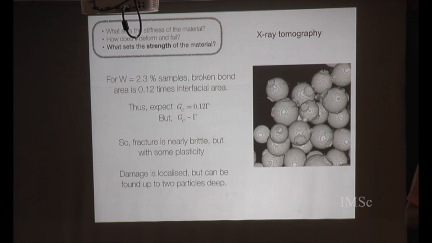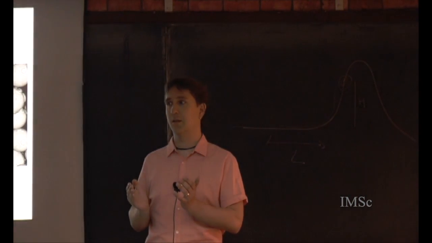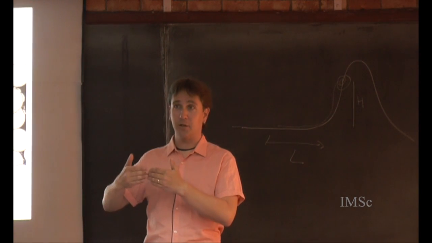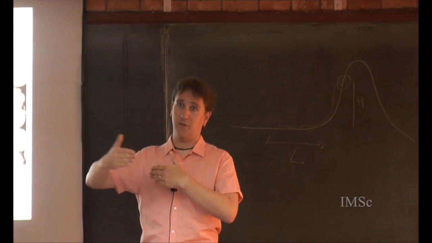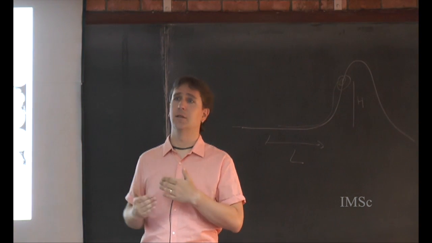You can actually identify this. If you look closely at the material, you can find damage up to about 2 particles deep. Yesterday there was some discussion in Daniel's talk about whether this is plastic or there's a process zone around his fracture. Here you can see by X-rays there's a small process zone that extends about 0.5 millimeter or 2 particle diameters.